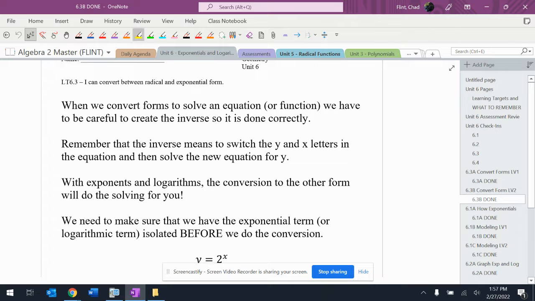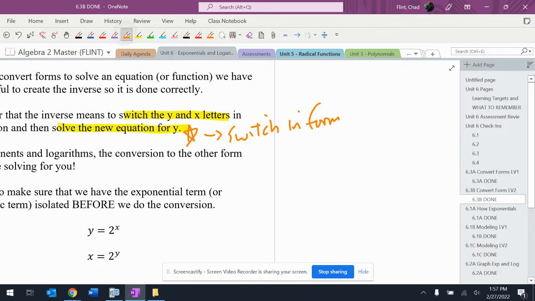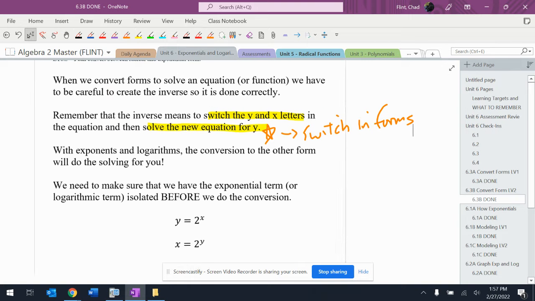All right, so what we have to do is switch the x and y letters in the equation and then solve the new equation for y. But I'm going to put a little star next to this because this comes from the switch in forms. So we actually are not going to do any solving. If you remember earlier, we did some linear things where we had to switch the y and the x, and then we'd have to move things around and solve for y that way. We don't have to do that with these. It's actually very, very easy to do.